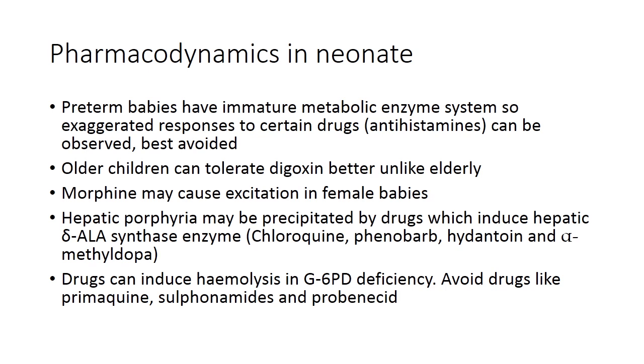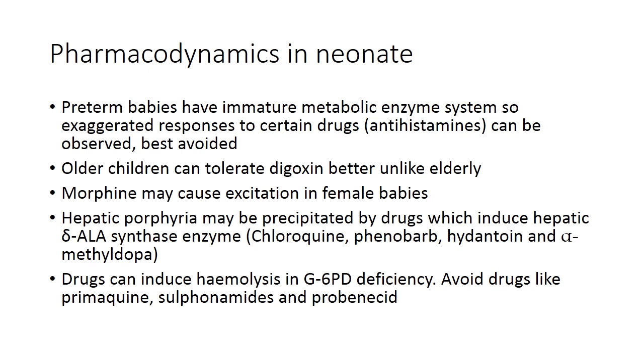Now, some other pharmacodynamic features: preterm babies have immature metabolizing enzymes, so an exaggerated response to certain drugs is seen because these drugs are not adequately metabolized. Antihistaminics are best avoided. Older children can tolerate digoxin, as already spoken about, and morphine may cause excitation in female babies.